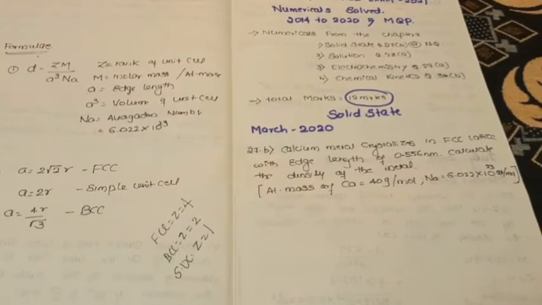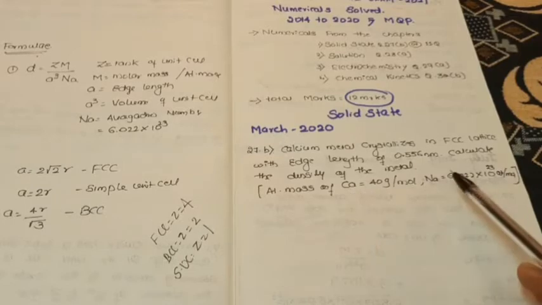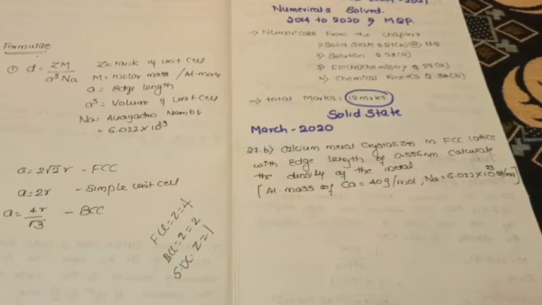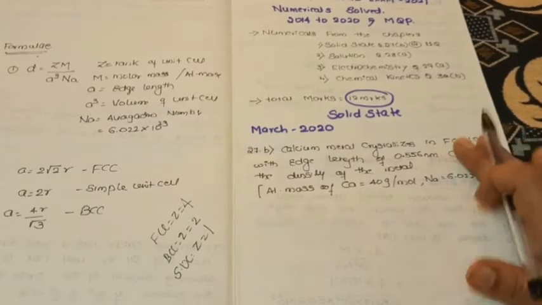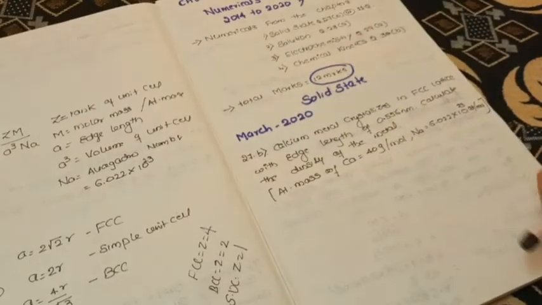Calcium metal crystallizes in FCC lattice with the edge length of 0.556 nanometer. Calculate the density of the metal. Further, dear students, the atomic mass of calcium and the Avogadro number are given. Whenever you are doing a numerical, it is compulsory that you understand the statement. If you understand what the statement says, then solving the numerical is very easy. For that you have to note down all the given points.